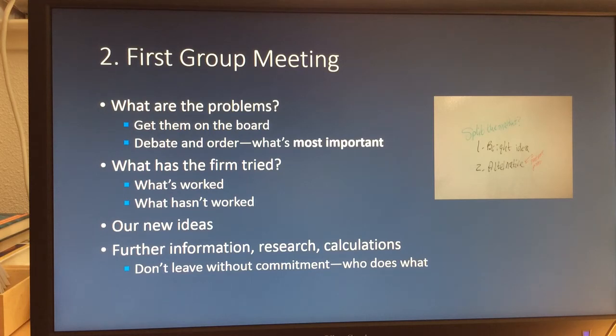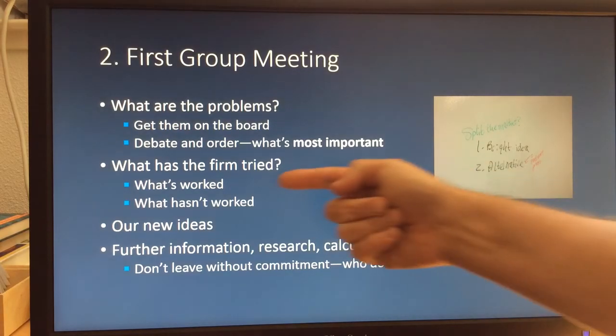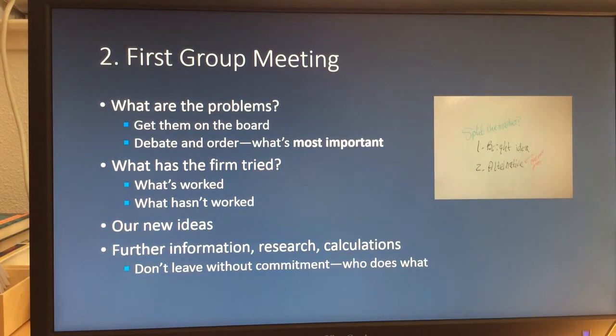As you go through, make a note of what the firm has already tried. Think about what has worked and what hasn't worked for the firm. Then think about ideas that aren't in the case, your new ideas. Get them written up on the board as you go along. They don't have to be in any particular order.